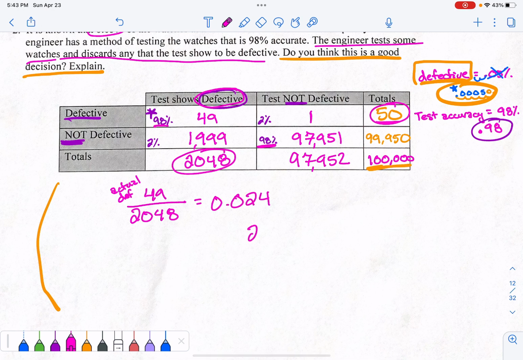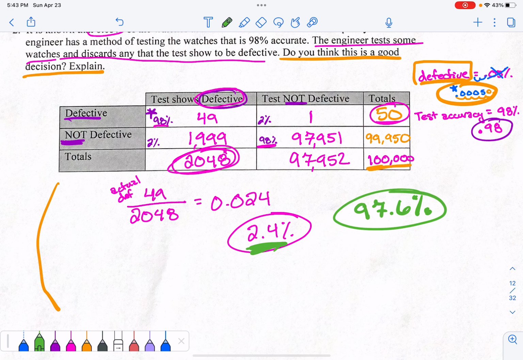0.024, which is 2.4%, which means that of all of the watches that are testing to be defective, only 2.4% are actually defective. Which means that 97.6% of the watches are testing that they're defective when they are not. These are all my false positives. That means almost 98% are getting thrown out for no reason. These are all the watches that are getting tossed.